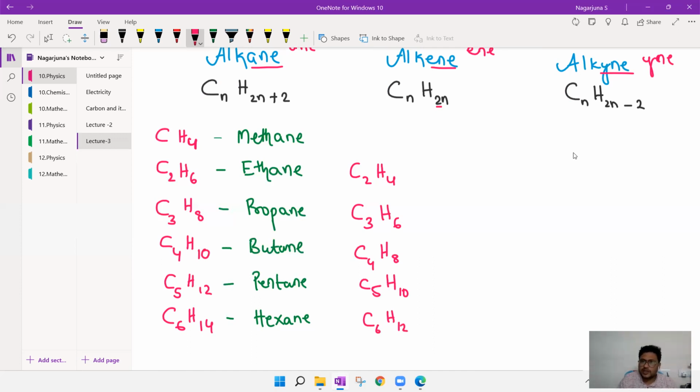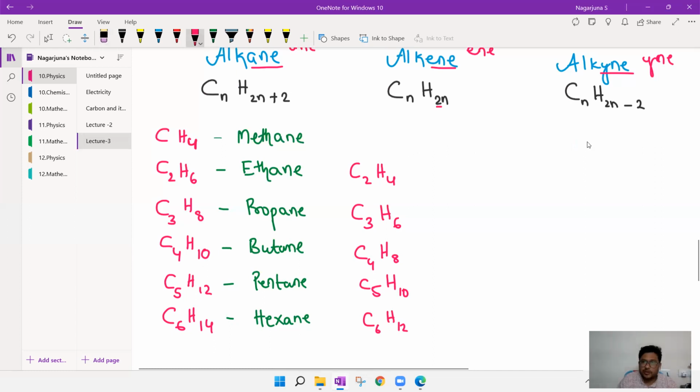Now, here also we can do the same for alkyne. If you substitute 1, 1 is not possible, I said, because if you substitute 1, it becomes C1, H, 2 into 1, 2, 2 minus 2, 0. Means there should be only 1 carbon with 0 hydrogens. Is that possible? No, that compound is not stable. So 1 is not possible.